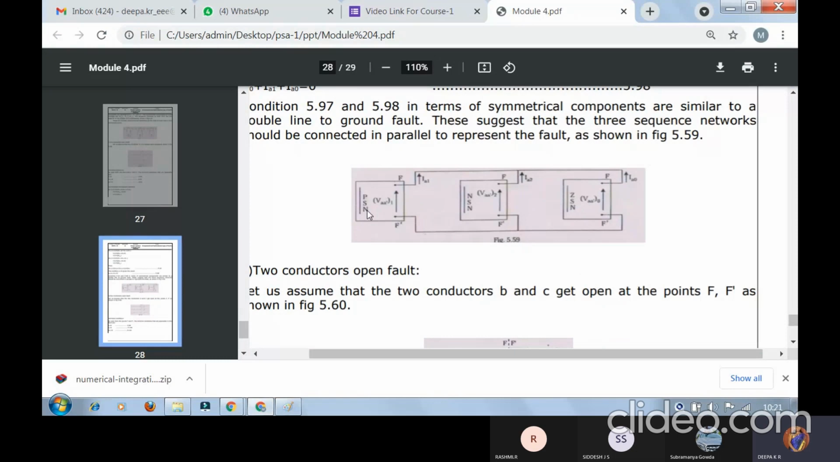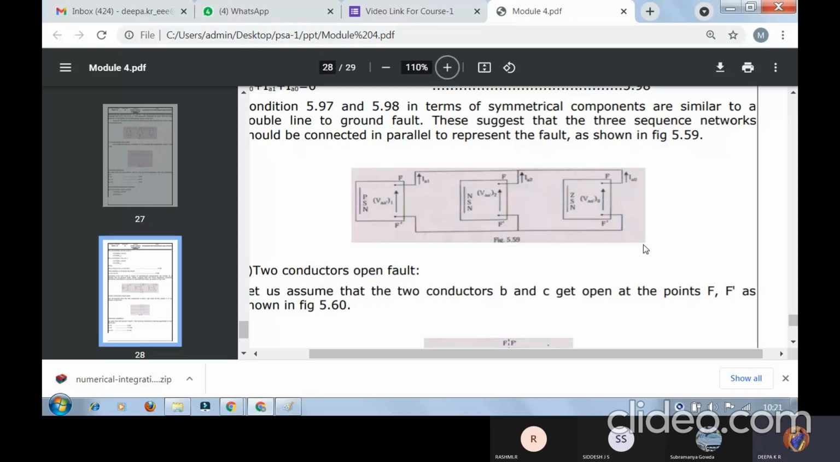As I have written, for the positive sequence the voltage exists between the terminals FF dash, and you can see the currents IA1, IA2, IA0. They are connected back: all the F's are connected at the top end and all the F dash are connected at the bottom end, which means a two port. So this is the sequence network for a one open conductor system. Hope you understood this. If you have any doubt, you can ask me. The same concept we use for the two conductor open system and the three conductor open system.